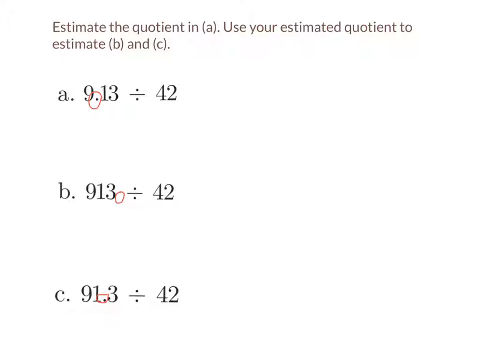Okay, so let's use what we know to estimate the quotient in part A. First copy down all three problems. So in part A, of course, we're going to round the divisor first. So 42 is pretty close to what number? 40, okay. And 9.13, well, first of all, what math fact should we be thinking about? Fours. Okay, so let's count by fours. 4, 8, 12, 16, 20, 24, 28, keep going.